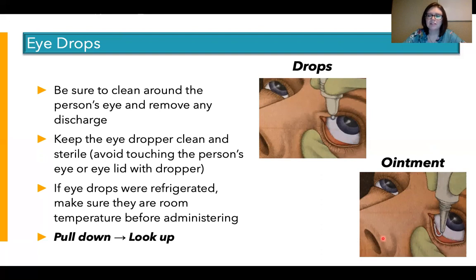And sometimes it can be a little hard to keep your hand steady while you're doing this. So if you are having to give these, you can always rest your hand on their forehead. If this was someone's forehead, I could put my hand here and rest it there, and it gives me some stability so I'm not shaking and moving around. That way, when I give those drops or that ointment, I can be pretty steady with my hands, and I'm not worried about poking their eye or their eyelid. So it can be helpful if you just need to steady your hand a little bit.